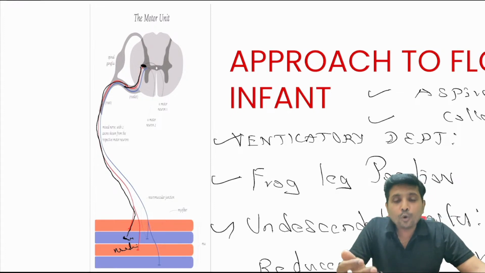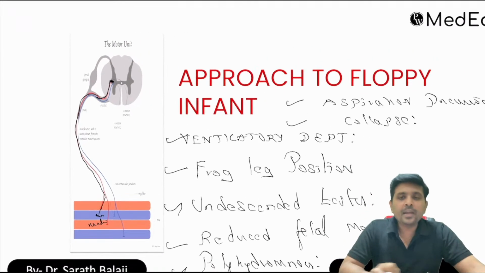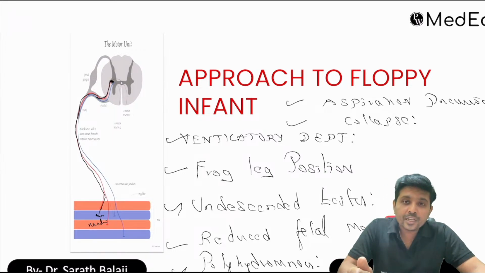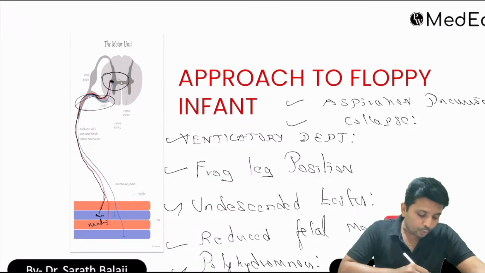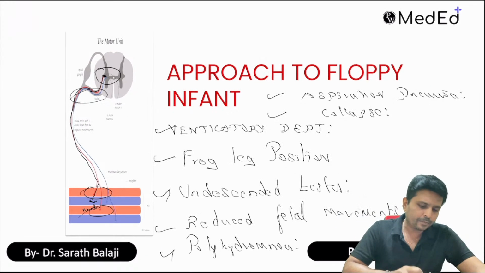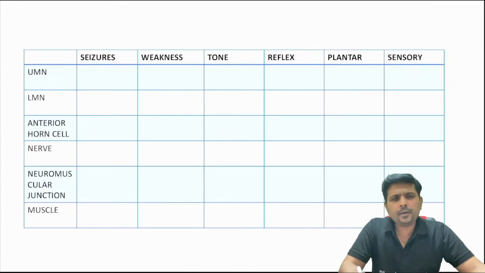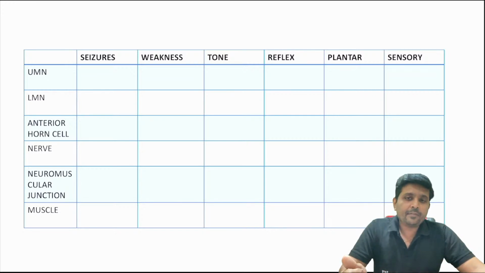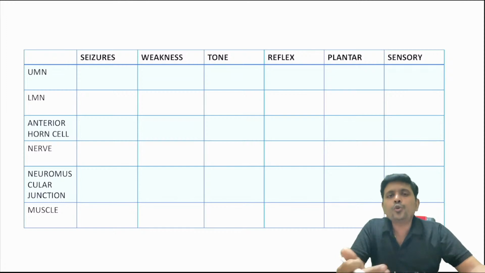So any problem with respect to the motor unit can lead to floppiness. This floppiness can be due to lesions in the anterior horn cell, peripheral nerve, neuromuscular junction, or muscle. These are all the places from where lesions can lead to floppiness, right? How to know which site of pathology the child has? How to know that?